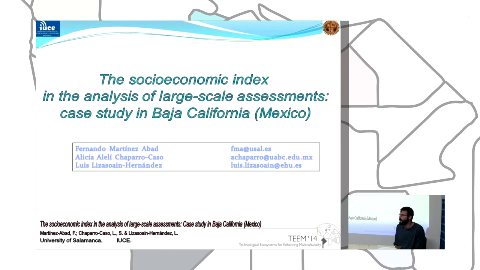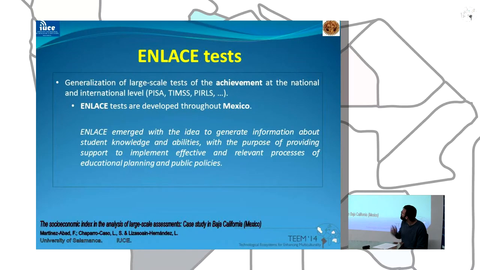The tests are called ENLACE tests. Specifically, this proposal analyzes the effect of the socioeconomic index as a contextual variable in the ENLACE tests. ENLACE is a large-scale test of student achievement implemented all over Mexico. It emerged with the idea of generating information about student knowledge and abilities, to support effective and relevant processes of educational planning and public policies.